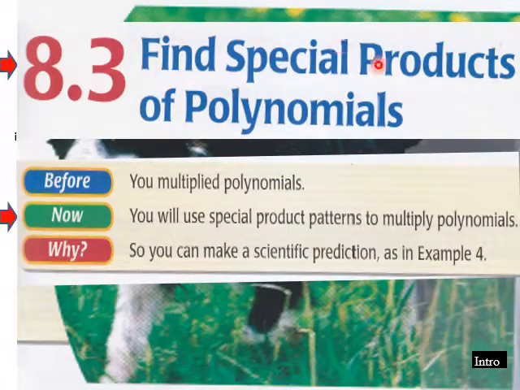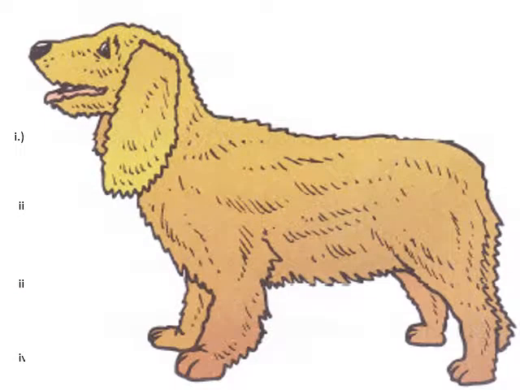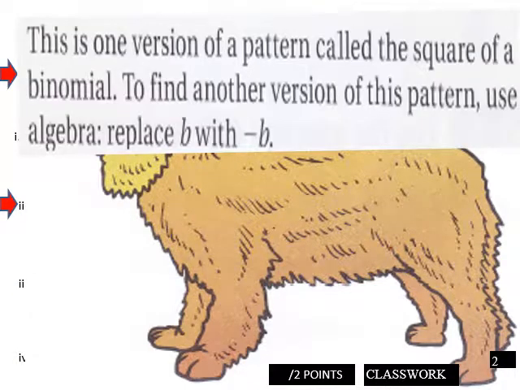8.3, find special products of polynomials. When you multiply polynomials, you can use special product patterns. This is one version of a pattern called the square of a binomial.